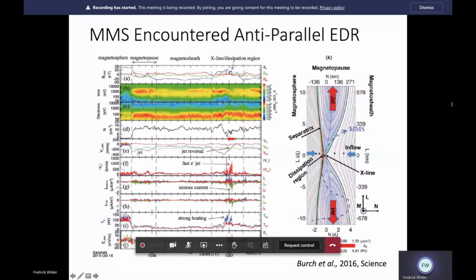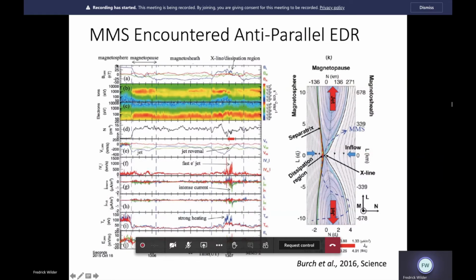This is the electron velocity perpendicular to the field. That's how we'll identify the electron jet. This is the current. This is the current measured by the plasma instrument. So it's based on the velocity difference between protons and electrons. This is the current using all 4 spacecraft to take curl of B. This is the electron temperature. Blue is parallel to the magnetic field. Red is perpendicular. And then finally, we have the electric field in that same LMN coordinate system.